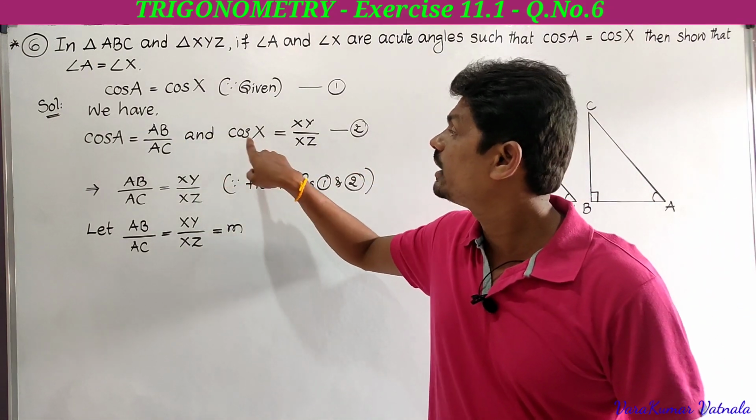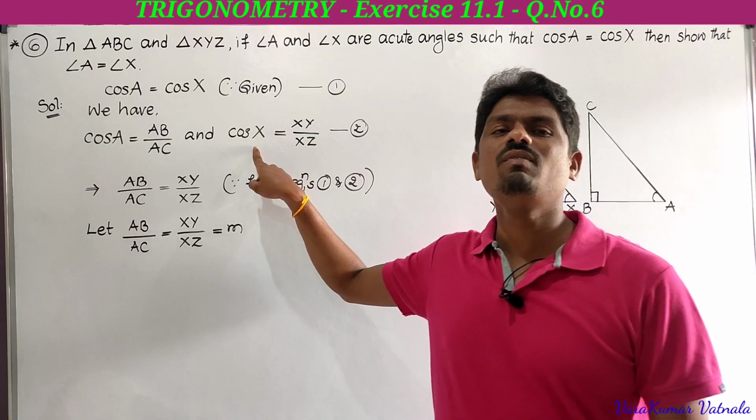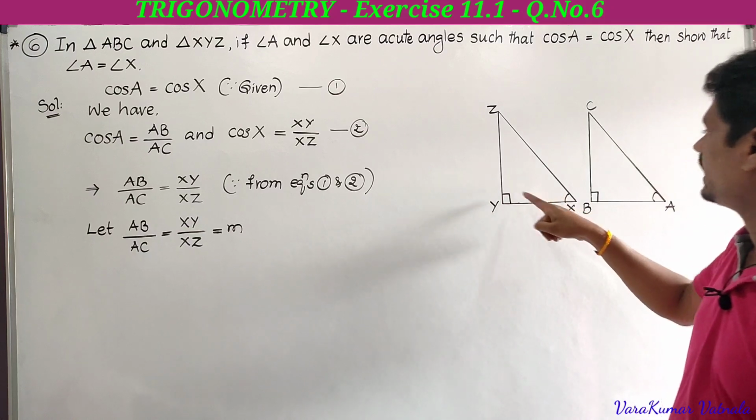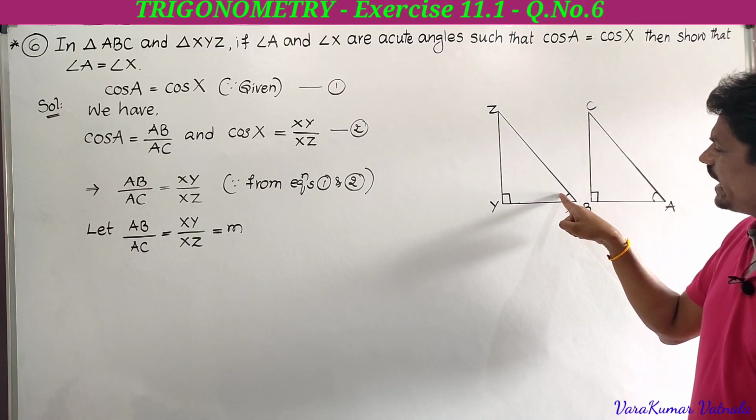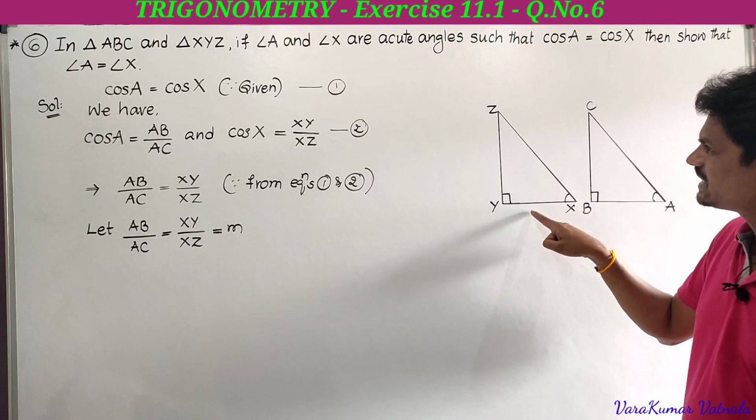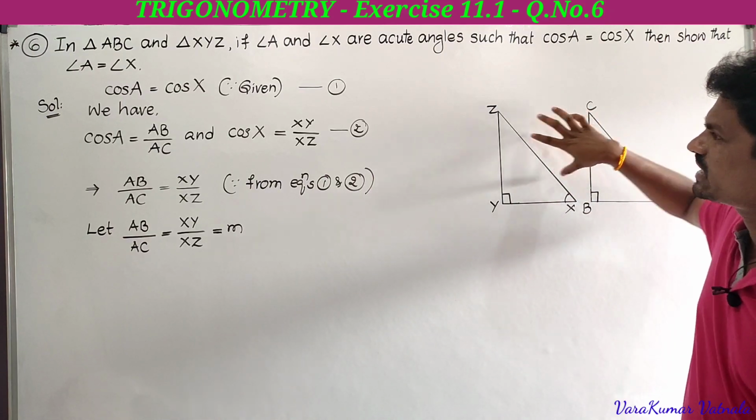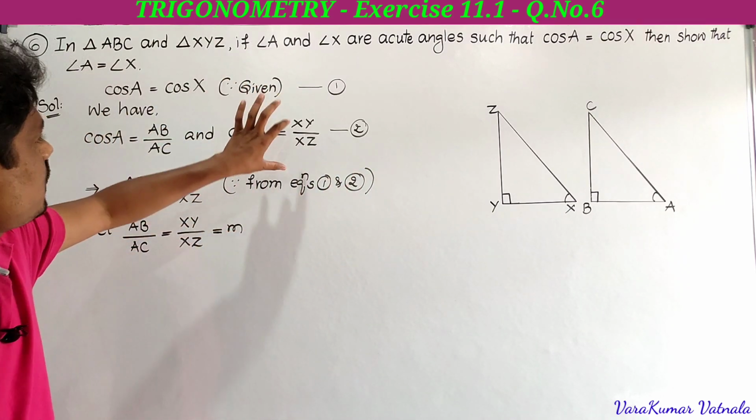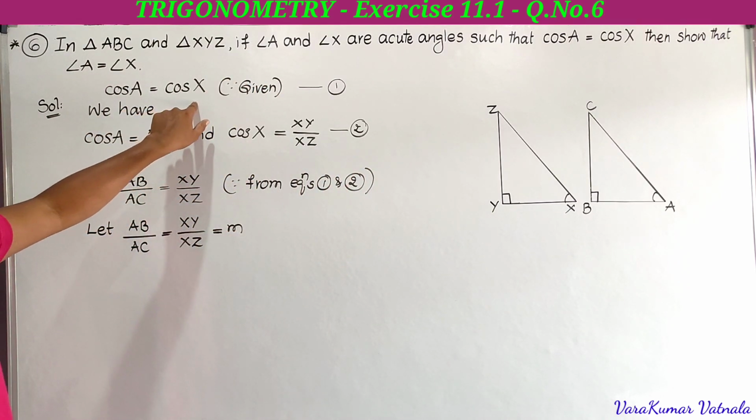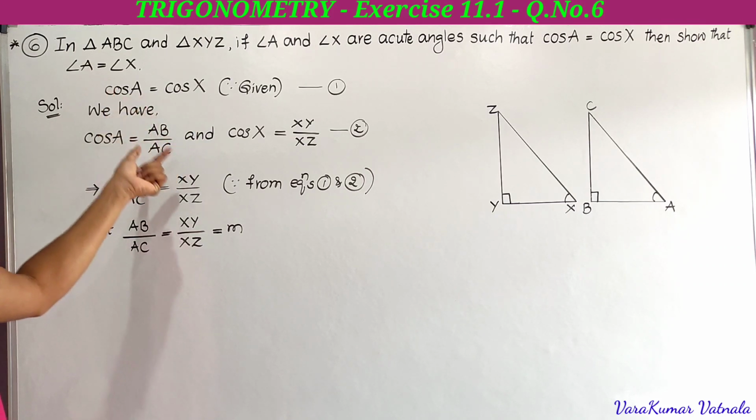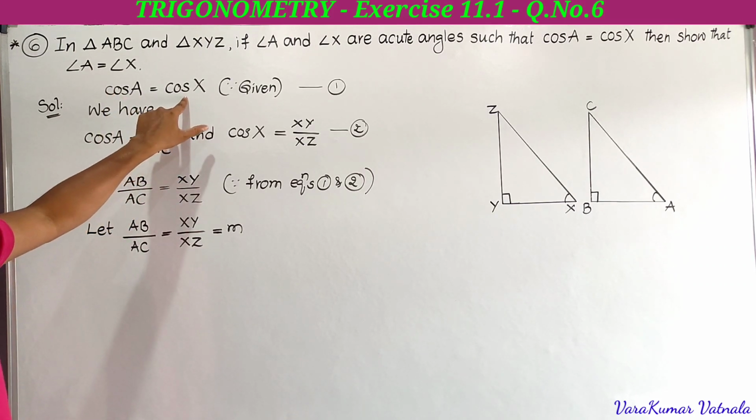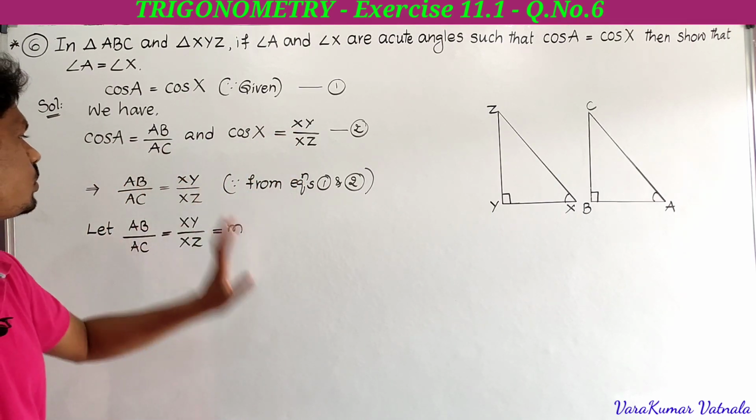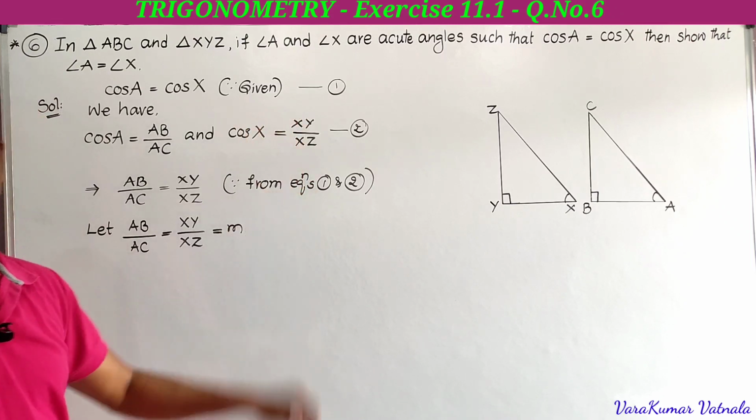And cos X, in the same way, is also adjacent side to angle X by hypotenuse. In triangle XYZ, this is angle X. So adjacent side to angle X is XY, hypotenuse is XZ, so XY by XZ. Let it be equation number 2. So from equations 1 and 2, since cos A equal to cos X, instead of cos A I am writing AB by AC, instead of cos X I am writing XY by XZ. So we get AB by AC equal to XY by XZ.